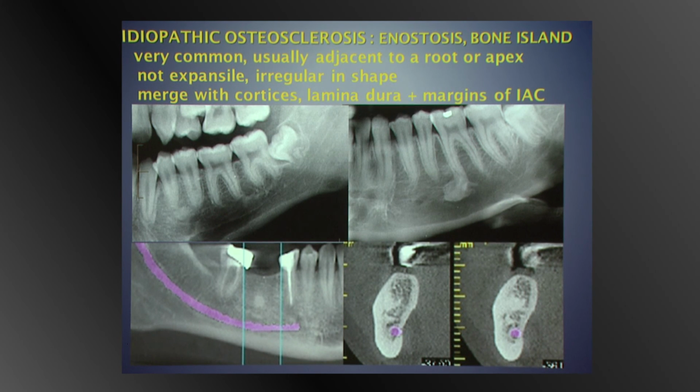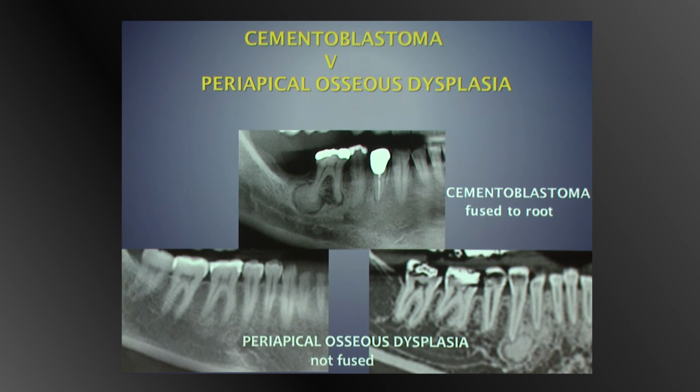And then we've got idiopathic osteosclerosis, also known as enostosis or bone island. Common, adjacent to root or apex, non-expansile, irregular in shape. Merges with the cortices, the lamina dura, and the margins of the infraalveolar canal. That's a classic appearance on CT, where you see that diffuse abutment or fusion to the cortex. They can even encircle the infraalveolar canal. If you see that, it's a bone island. It's a no-touch lesion.